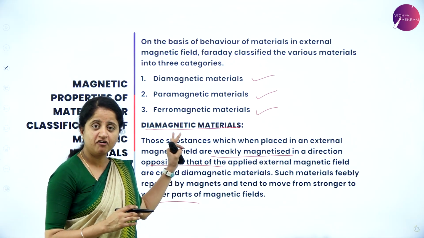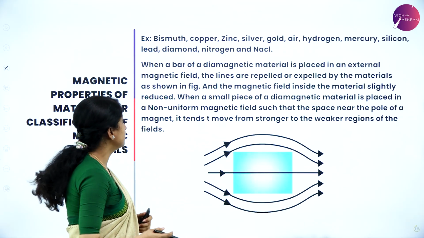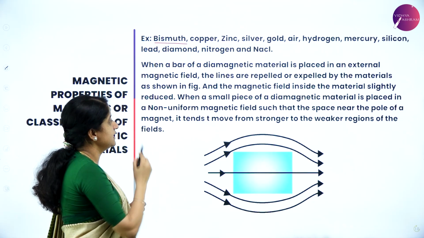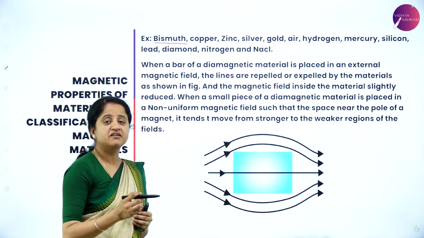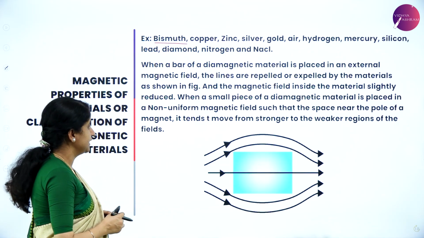So these types of materials, we call them diamagnetic materials. What are the examples for diamagnetic materials? Example: bismuth, copper, zinc, silver, gold, hydrogen, mercury. So these are all the examples for diamagnetic materials.